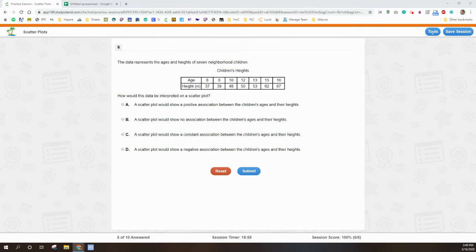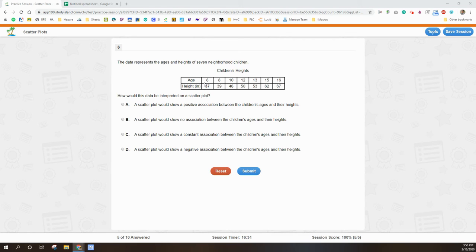Next question. The data represents the ages and heights of 7 neighborhood children. So the children's heights, their age and their height in inches. So age, an 8-year-old is 37 inches high, another 8-year-old is 39 inches high. There's a 10-year-old that's 48 inches high, a 12-year-old that's 50, a 13-year-old that's 53, a 15-year-old that's 62, and a 16-year-old that's 67 inches tall. How would this data be interpreted on a scatter plot? Again, you could make an actual scatter plot here and look at it, or you can just take a look at the numbers and predict what's going to happen.